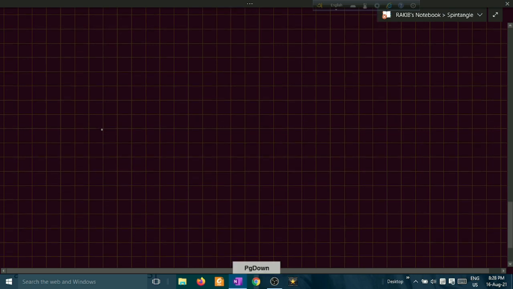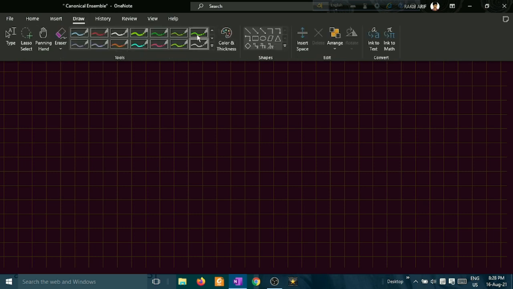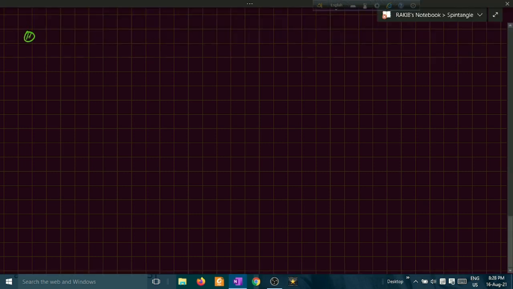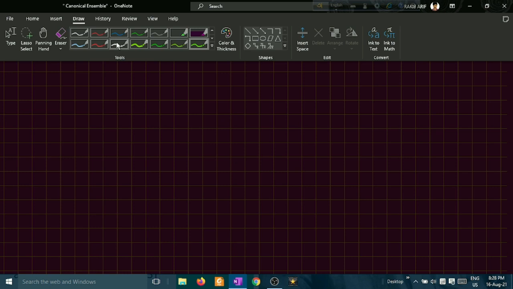Now, say I am discussing the partition function. Let me write a heading here: discussion on partition function. What is a partition function?